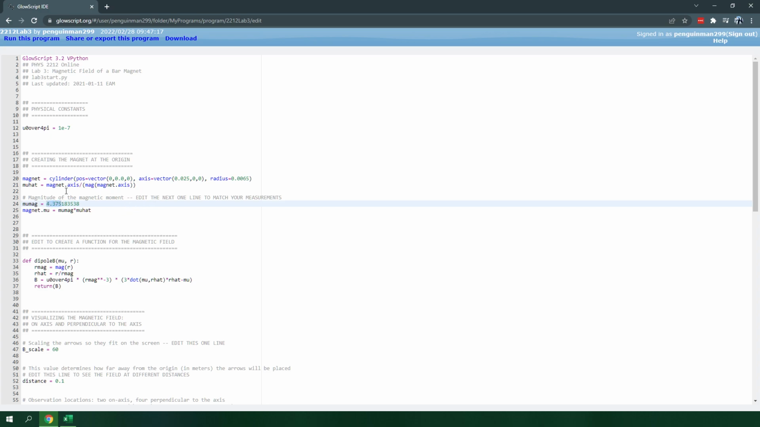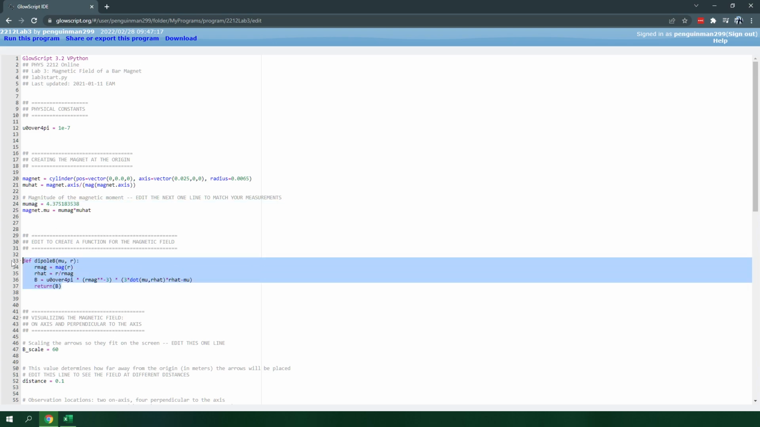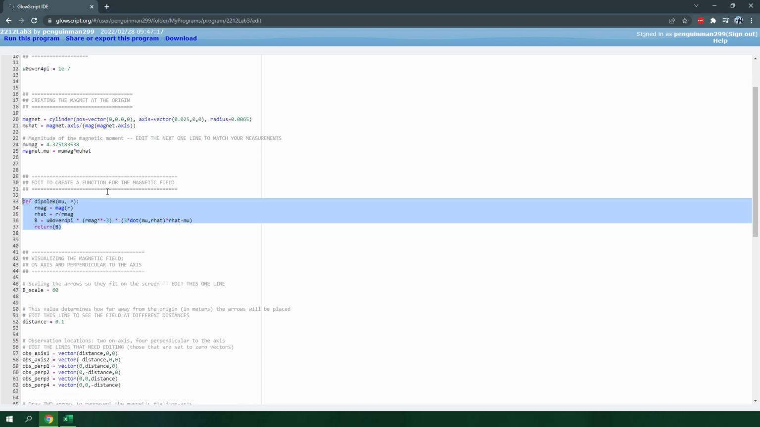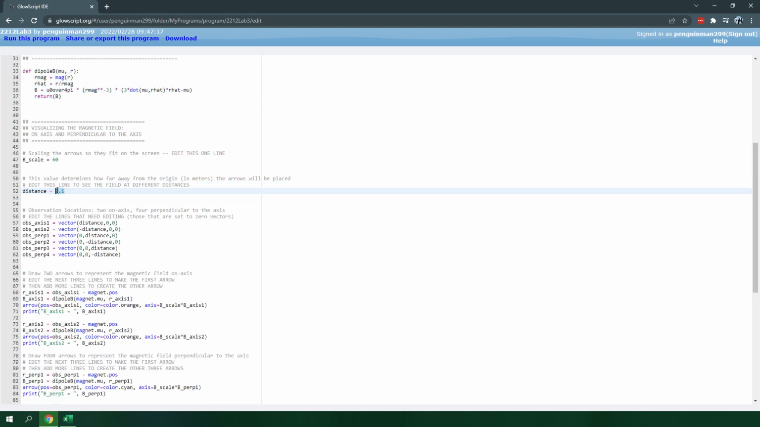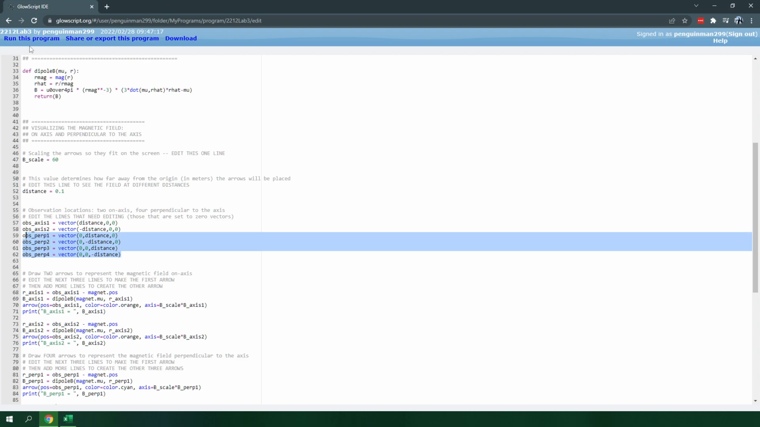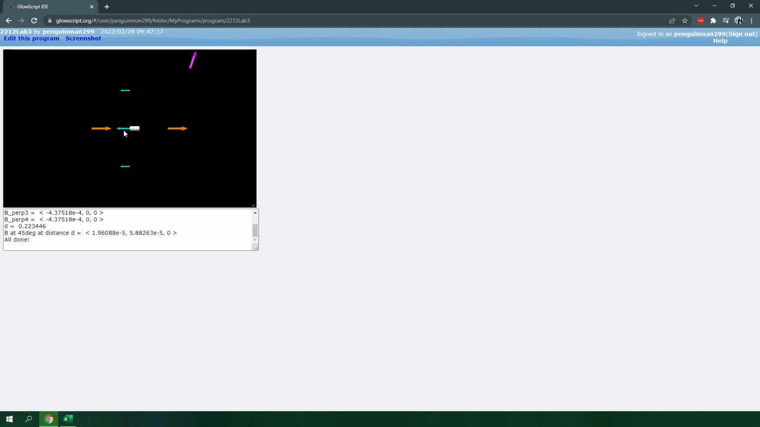And now we can implement this equation, which I've done right here, to find the value of the magnetic field at various positions. And as you can see, I have done various positions that are 0.1 meters away. And we have a few that are on axis and a few that are perpendicular. And if we run the program, you will see that the ones that are on axis seem to be roughly twice as large as the ones that are perpendicular, which lines up exactly with our equation and what we would expect to see for perpendicular versus on axis.